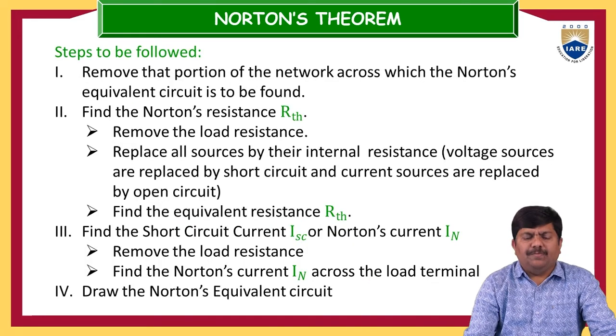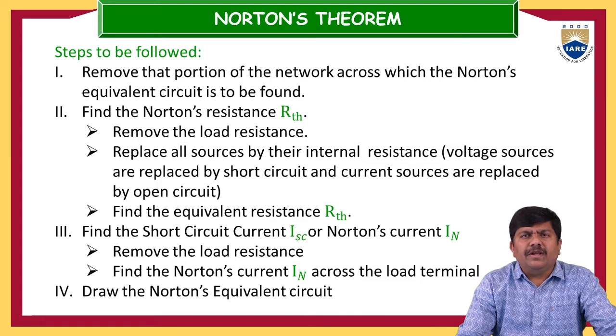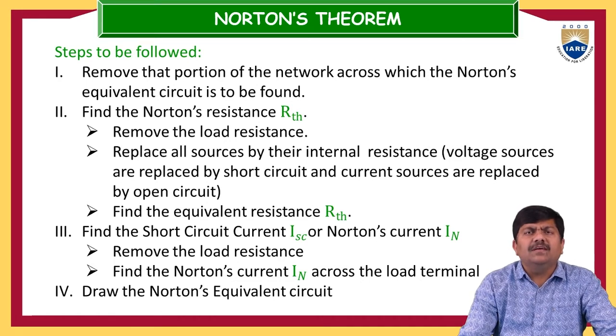So what are the steps we are going to follow in order to simplify an electrical network, or to reduce any electrical network into the standard form of Norton's? The standard form of Norton's is a structure that the scientist has proposed. So if we could reduce any electrical network into that particular form, we can very easily get the desired parameters across or through that particular load.